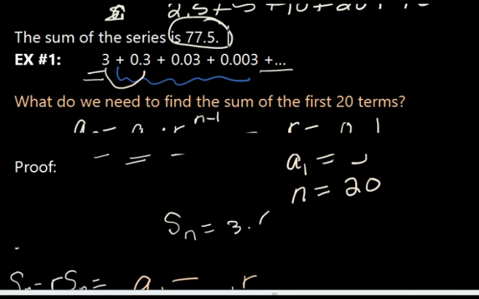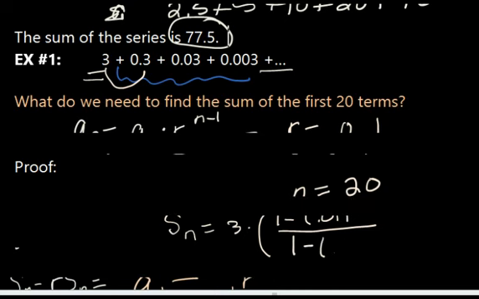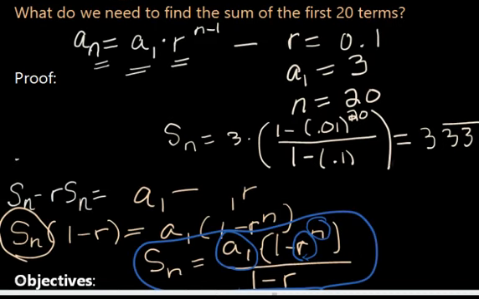So if we were to expand this out and use the definition to find S sub n, we have 3 times 1 minus 0.1 to the 20th power, all over 1 minus 0.1, and that equals 3.33 repeating. So the summation of the first 20 terms of example 1 is 3.33 repeating.